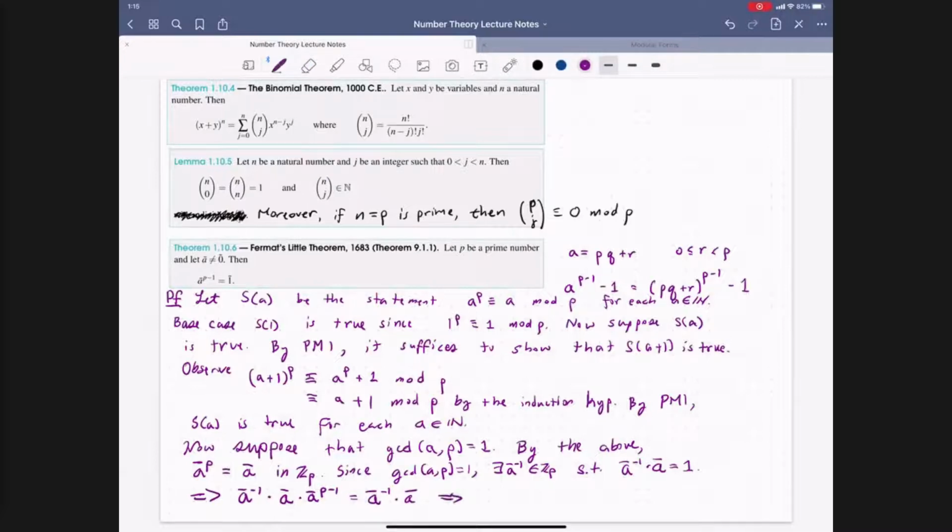Well, here we have A bar inverse times A bar, that's going to be 1. So we are left with what we want to prove. We now have proven that A to the P minus 1 is equal to 1 bar. And that finishes off the proof for Fermat's little theorem.